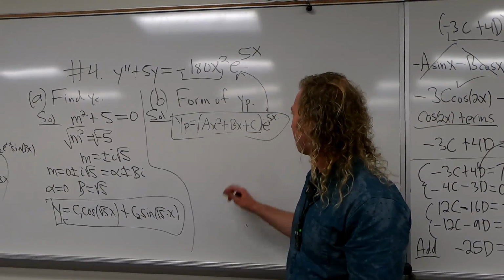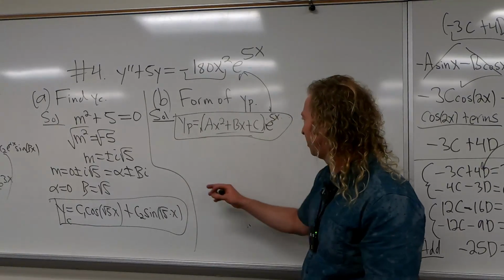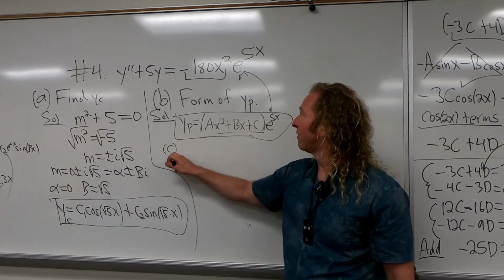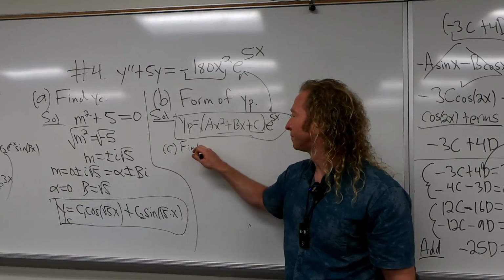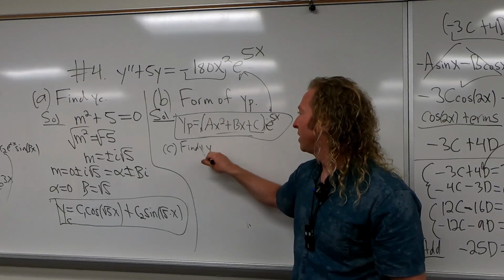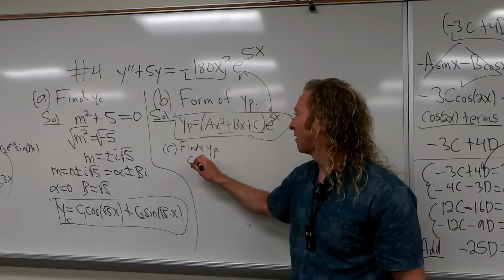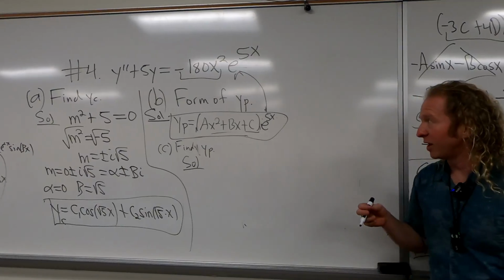This is the worst part in this problem, I think. I think I can do it here. I'll try. Part C, find YP. Maybe I can't do it here, but I'll try. Solution. I'll probably have to go to the other board. All right, so the first thing we have to do is write down YP.